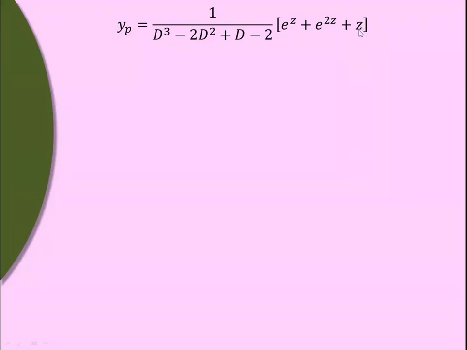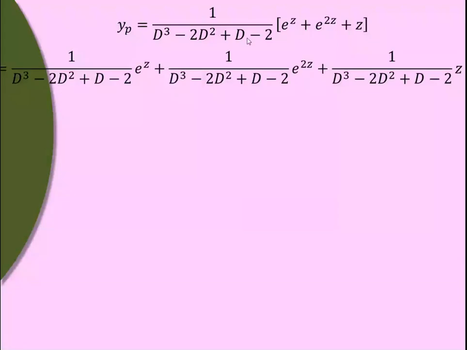If you have single z, we know the formula for x raised to m, and m in this case is 1. So we can use the formula of x raised to m for this z. It can be written as z raised to 1. So separately apply on each term, separate it out. 1 upon all this term e raised to z, 1 upon all this term e raised to 2z, 1 upon all this term z. Now check by replacing D by 1 whether it is 0 or not.